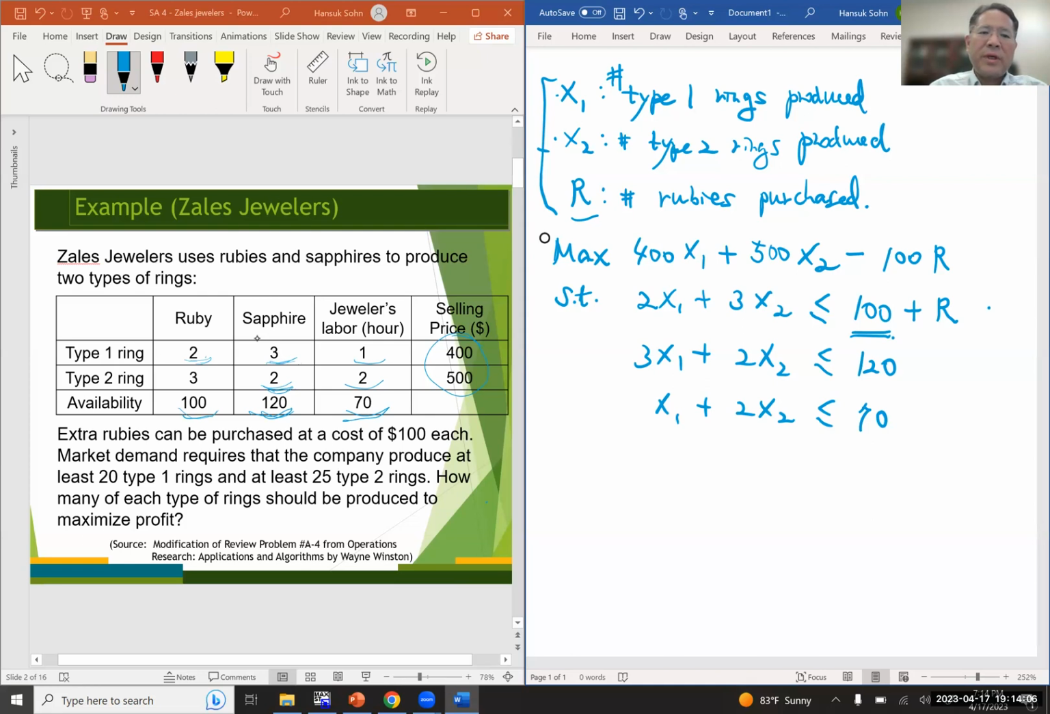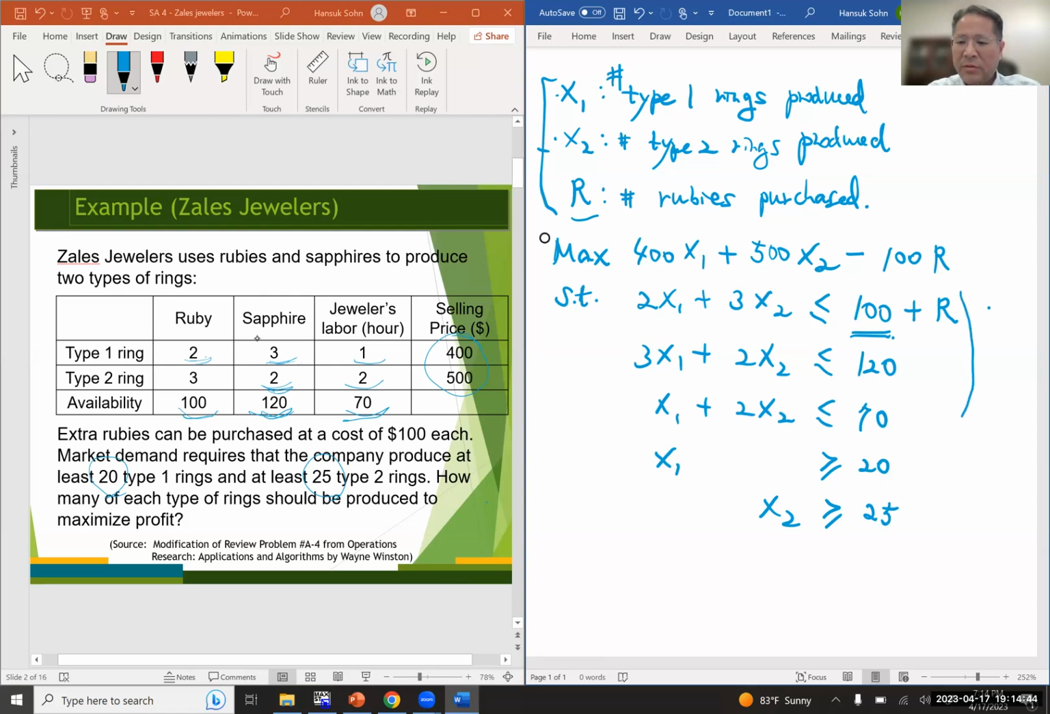And what other constraint do we need? I would say the production requirement for each type of ring, right? Zales needs to produce at least 20 type 1 rings and 25 type 2 rings, right? So that's going to be x1 has to be greater than or equal to 20, and x2 has to be greater than or equal to 25, okay?